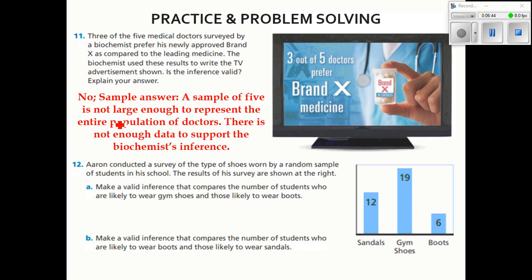A sample of 5 is not large enough to represent the entire population of doctors. There's not enough data to support the biochemist's inferences.